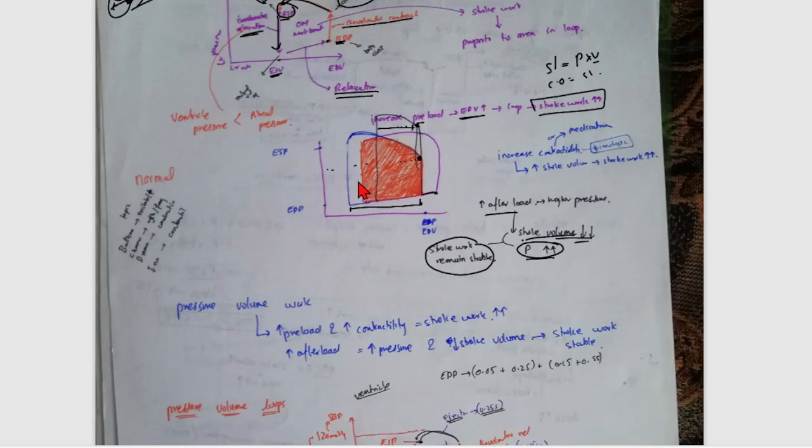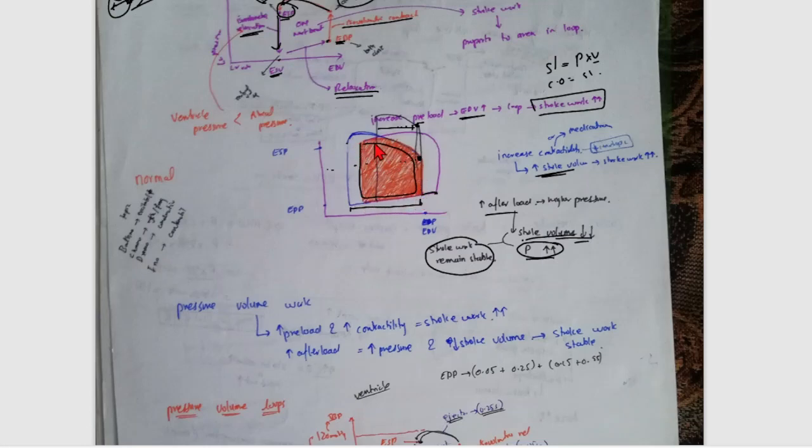Now the next thing is called increased contractility. If you increase contractility, it means that after the isovolumetric contraction, more blood is moved out. If more blood is moved out, you can see that the stroke volume is increased here. You can see the stroke volume is increased here. More blood is moved out. This is normal.